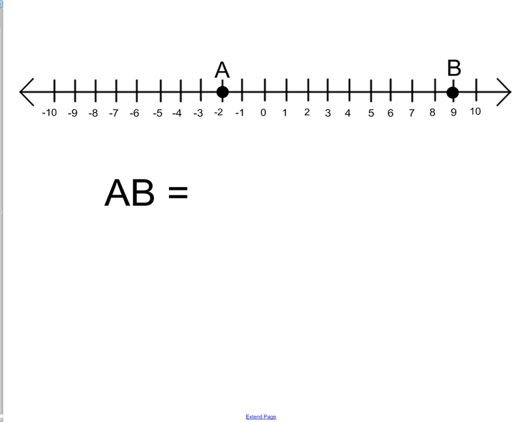Okay, today we're going to look at measuring distance, but we're not going to do measuring distance with a ruler in this video. We're going to do more measuring distance using number line type problems. So our first example here, we have a number line, and we have 2 points on that number line, A and B, and we want to figure out how far it is from A to B. That's what AB means, the distance between A and B.